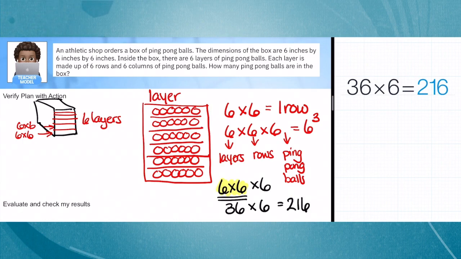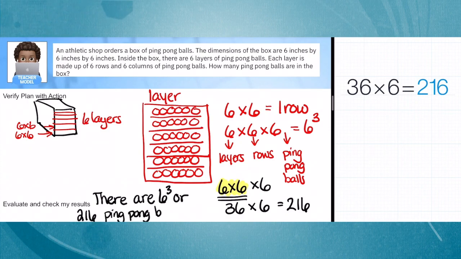Okay, so that is how many ping pong balls are in here. 6 to the third power is the same as 216. There are 6 to the third power, or 216 ping pong balls. I'm going to just write that in there.